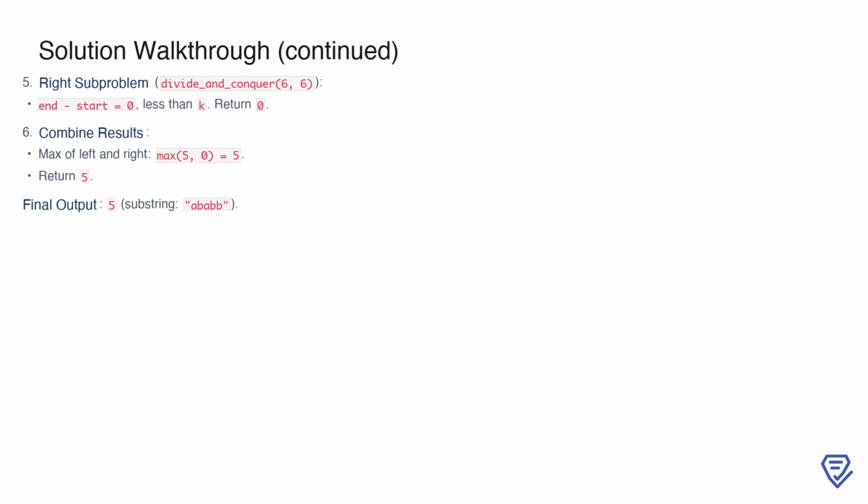To determine the overall result, we combine the outputs of the left and right subproblems by taking the maximum of the two. The left subproblem returned 5, and the right subproblem returned 0, so the result is max(5, 0) equals 5. This tells us that the longest valid substring is of length 5, which corresponds to "babab". Therefore, the final output for this example is 5.